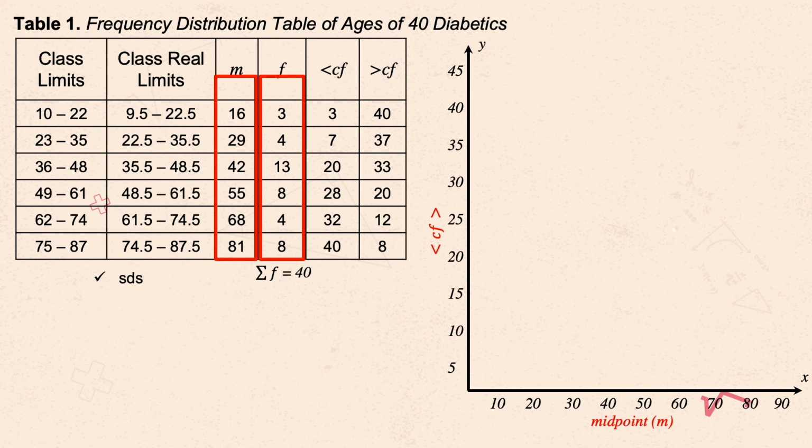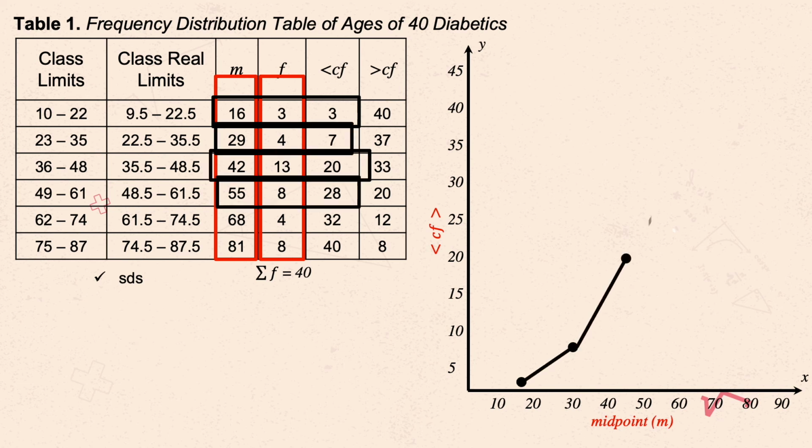Let's begin with the lower cumulative frequencies. Plotting the points of the first class, it will be like this. Continuing it until the sixth class, the graph of lower cumulative frequencies should be like this. Next, for the greater cumulative frequencies, we will use a different color to avoid confusion in the graph. Let's use green color for greater cumulative frequencies.